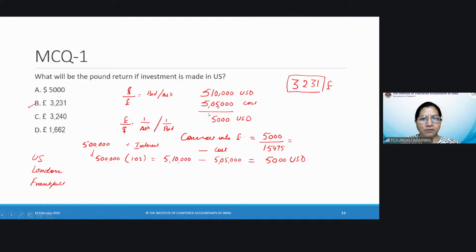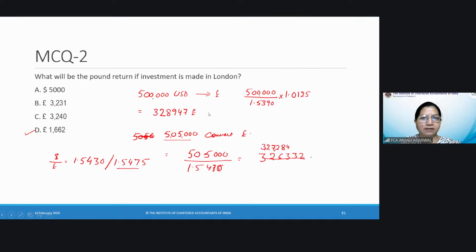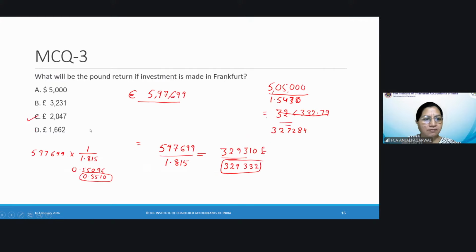So what is the pound return on investment made in US, in London? So 500,000 USD converted into pounds and then invested in pounds, together with interest, becomes this much. And the 505,000 converted into pounds to pay. So you have to buy dollars or sell pounds. So when you are selling pounds, bid rate is applicable, 1.5430. Same here.